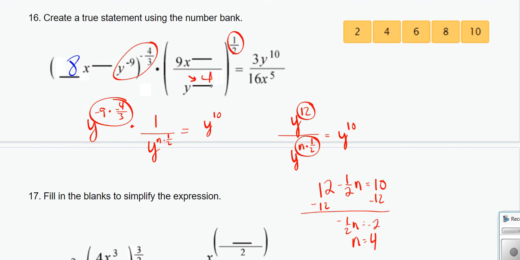So that number right there is a 4. Okay. Again, you can just plug in stuff and kind of guess and check, but when you multiply these two at the beginning and you get 12, you know you need a y squared in the denominator so that you can have y to the 12th over y squared, and it'll simplify to y to the 10th. And so what number do you have to multiply by a half to get to 4? So that's the solution to that one.